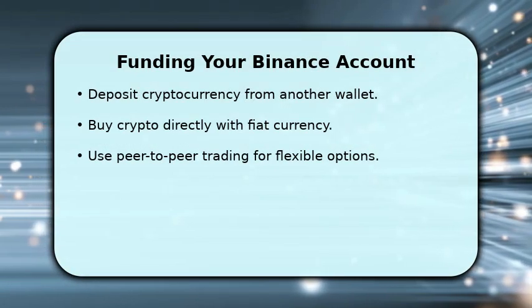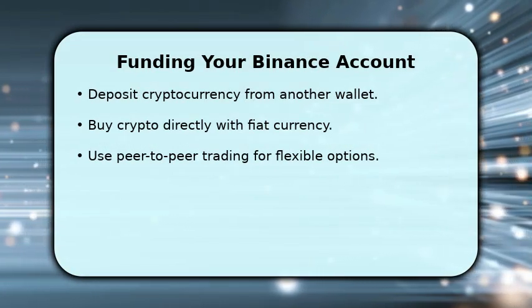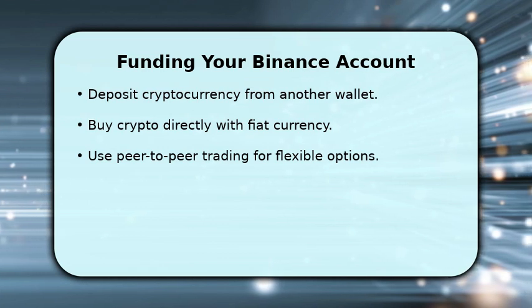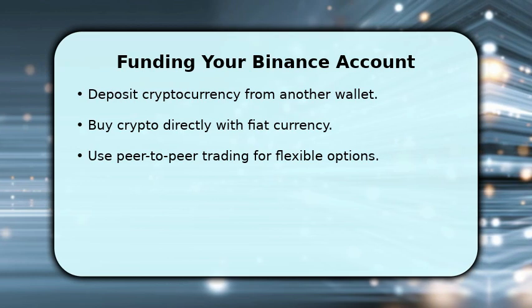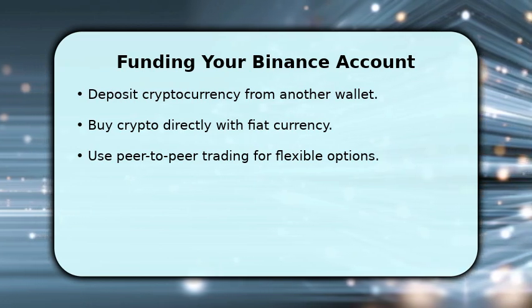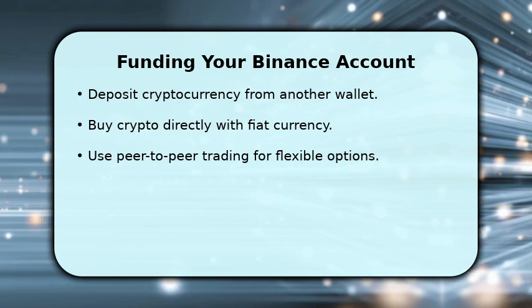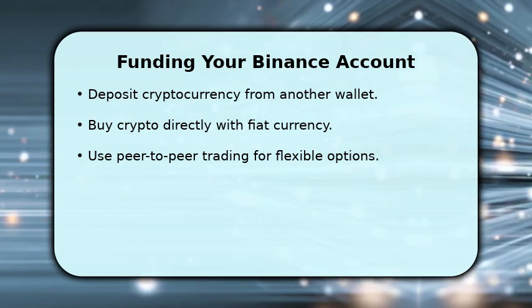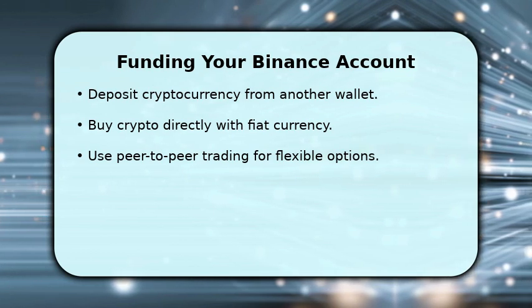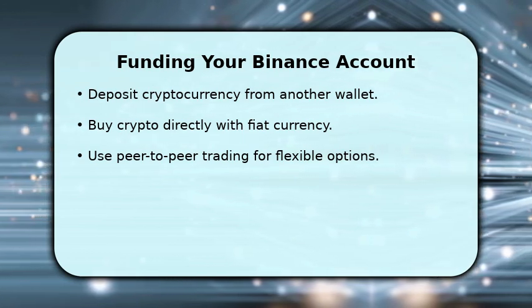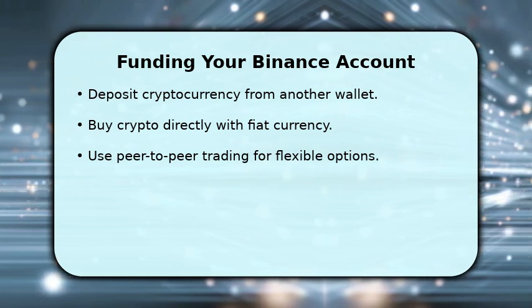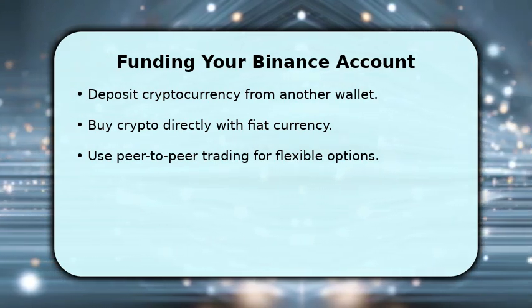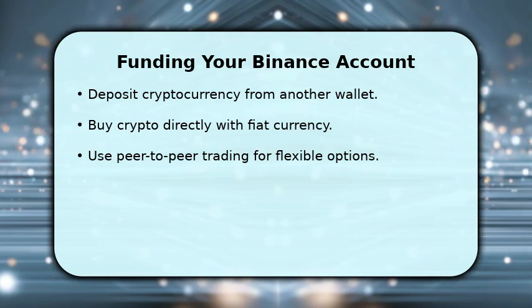Once your account is set up, it's time to fund it. You have several options. You can deposit existing cryptocurrency from another wallet by generating a deposit address for your chosen coin. Alternatively, you can buy crypto directly using fiat currency through various payment methods like bank transfer or credit card. For more flexibility, explore the peer-to-peer or P2P trading platform to buy crypto from other users.